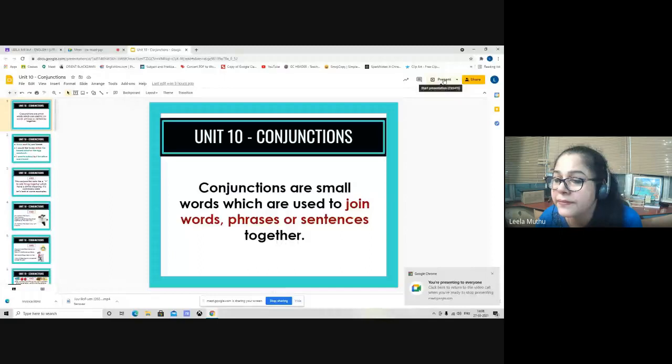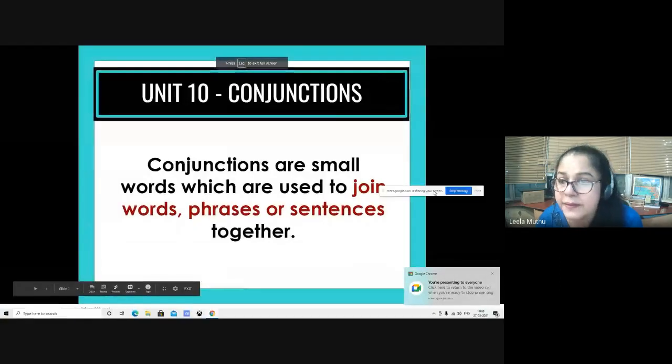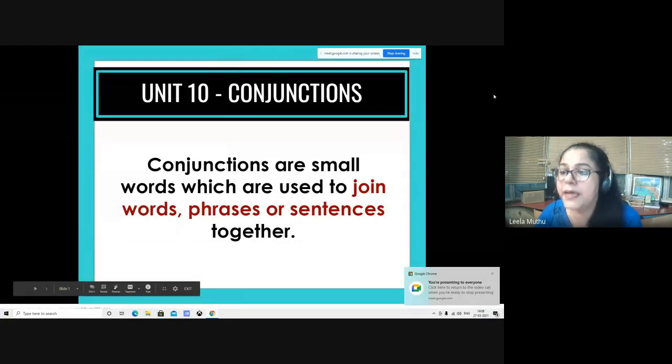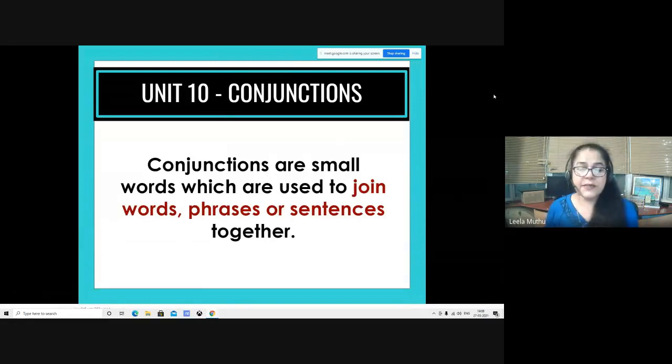So I'm going to go straight into the presentation. And here we are. Okay, so let's start right at the beginning. A conjunction is a word, usually a small word, used to join words, phrases, or sentences together.